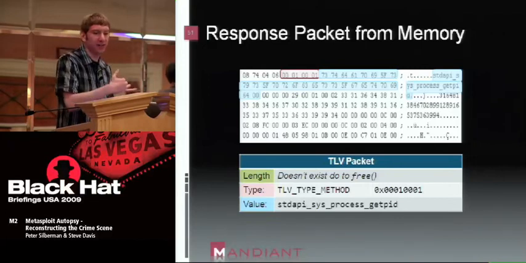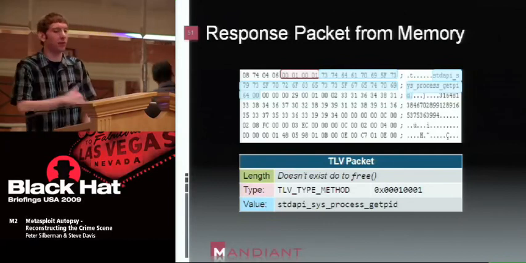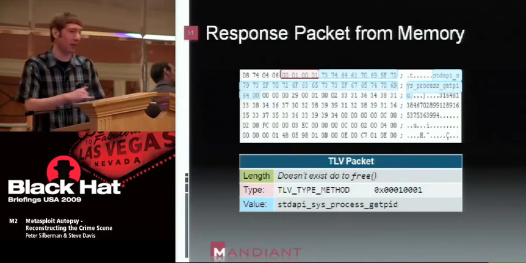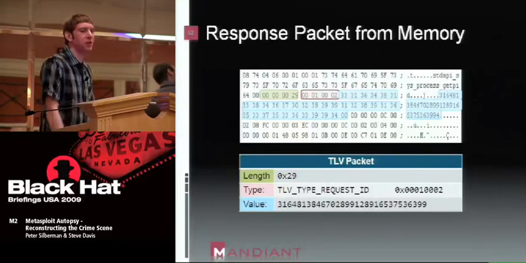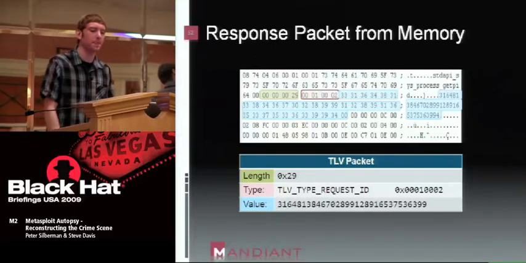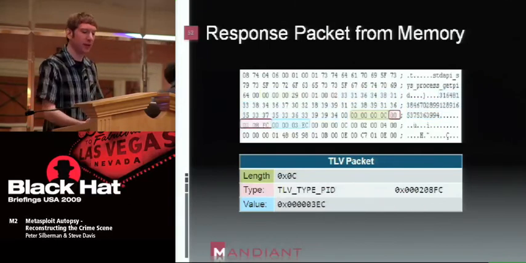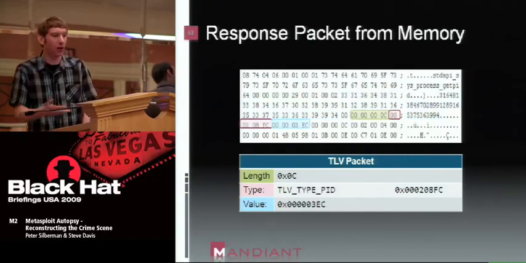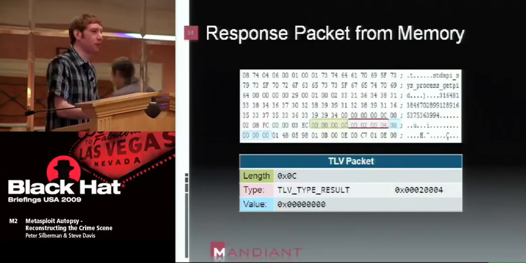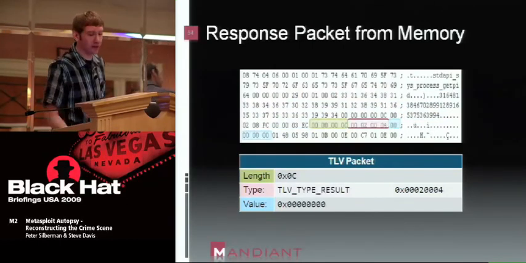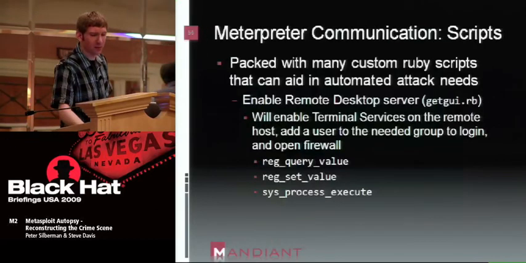So our first is going to be the TLV type method. One thing you want to note, though, the length, being that the packet was freed, we aren't able to get the length value here, which doesn't really affect us too much. Next, we're going to have that communication channel I just talked about, TLV type request ID. And also, there's our actual data, the TLV type PID, and it's going to have a value of 3EC hexadecimal. And then a result which was going to be null because there was no issue involved running the get PID. So you guys can see it's pretty simple structure, pretty simple to parse through if we had to.